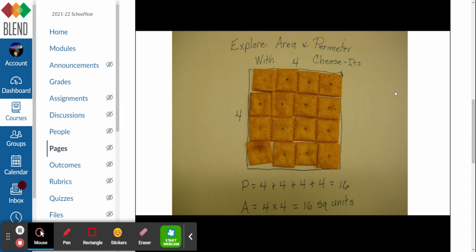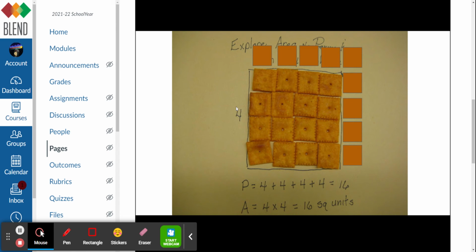Explore area and perimeter with 4 Cheez-Its. All right, so we're looking at the perimeter and area of Cheez-Its. They used both formulas. Perimeter, they did 4, since this is a square, all the sides are congruent, right? So they did 4 plus 4 plus 4 plus 4. So it has a perimeter of 16 units, and then the area was one side times the other side, 4 times 4. So it also had an area of 16 square units, and you can see the square units because each square unit is a Cheez-It, and there are 16 of them, so that's 16 square units.